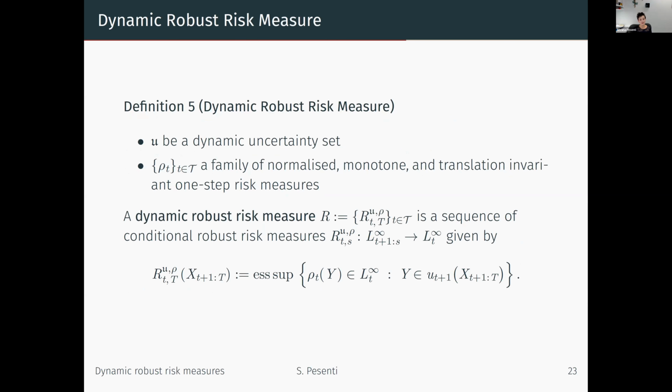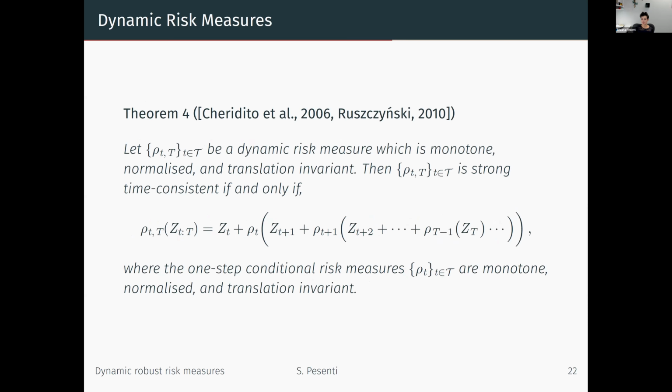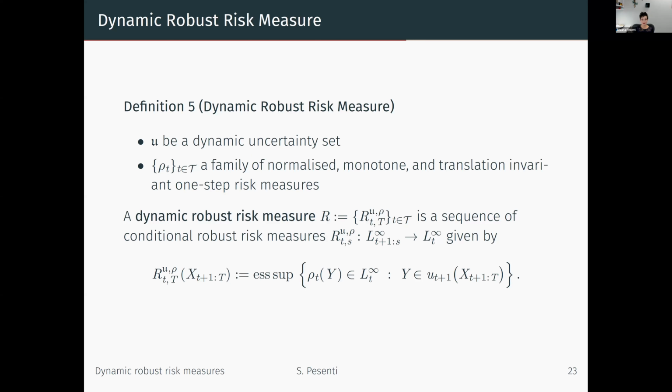So what we propose is as follows. You start with a dynamic uncertainty set, and here it's still very vague, so I haven't made any assumption on the uncertainty set apart from it being non-empty and bounded from above. Then you start with time-consistent dynamic risk measures, which according to the theorem here you can characterize by one-step risk measures. So here I start with a family of one-step risk measures that are normalized, monotone, and translation invariant. And then I define my dynamic robust risk measures as follows.